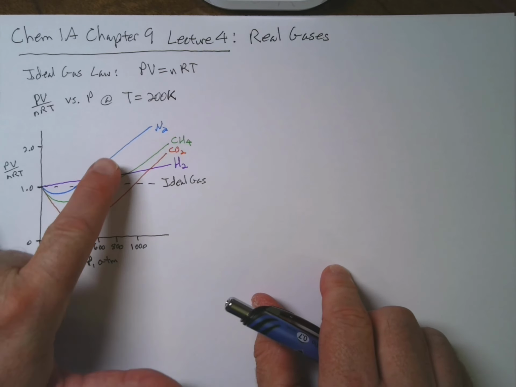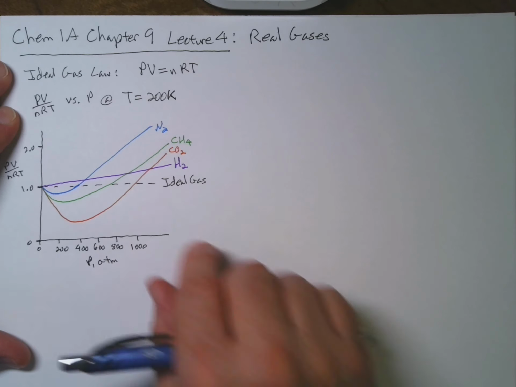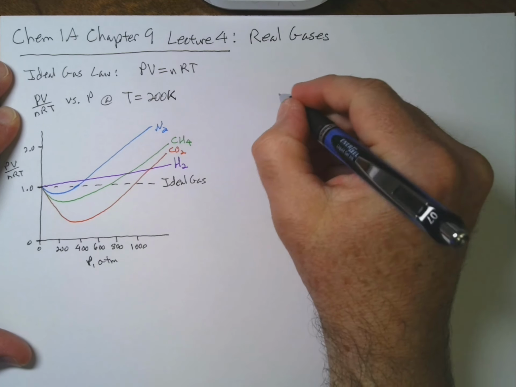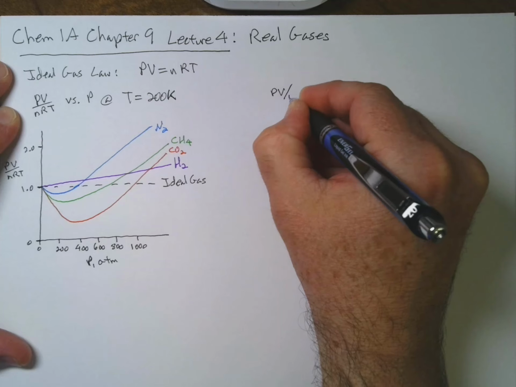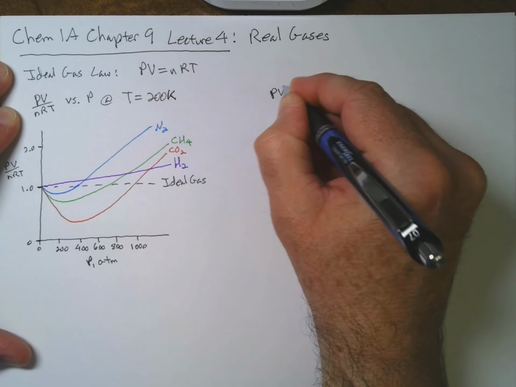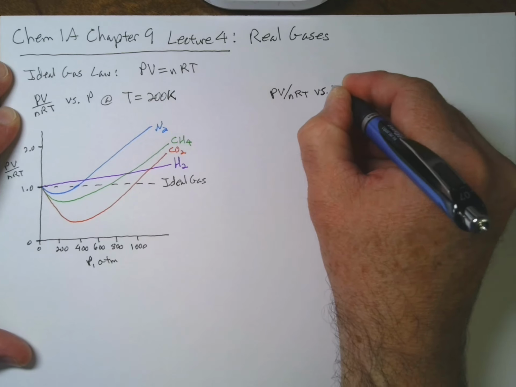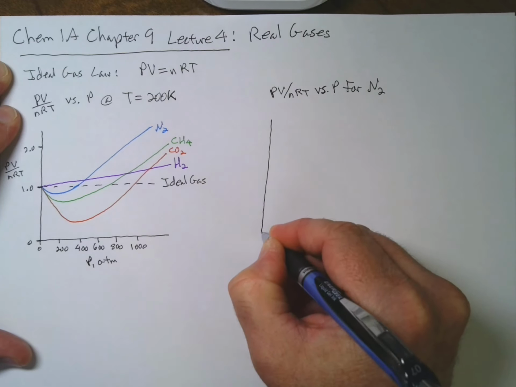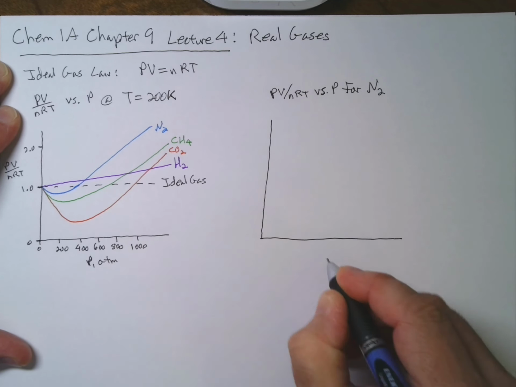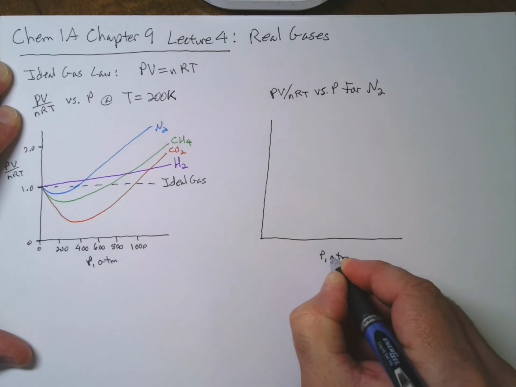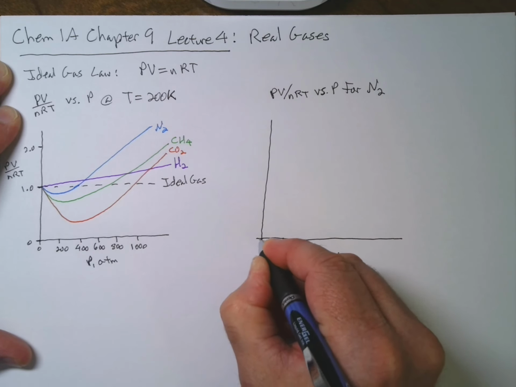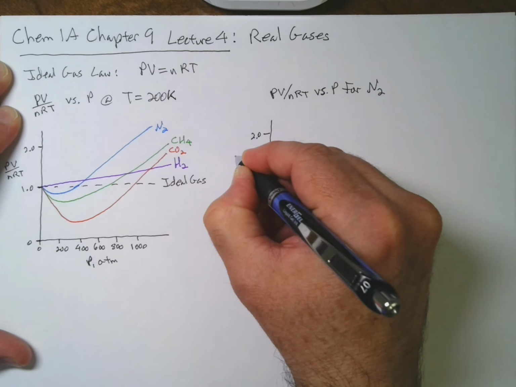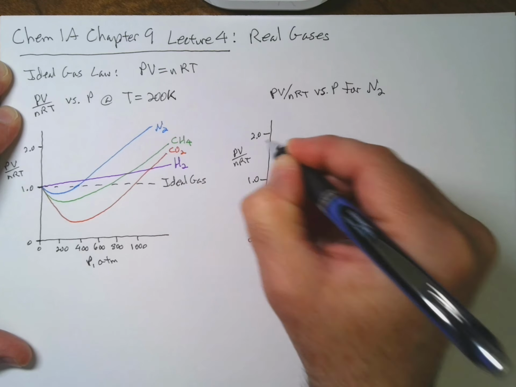Let's focus in just on nitrogen. So clearly the identity of the gas actually does matter. So we'll focus just on nitrogen, and let's look at PV over nRT versus pressure for N2. We'll make the same kind of plot here, where we'll have pressure in atmospheres on our x-axis, and then PV over nRT on the y-axis.